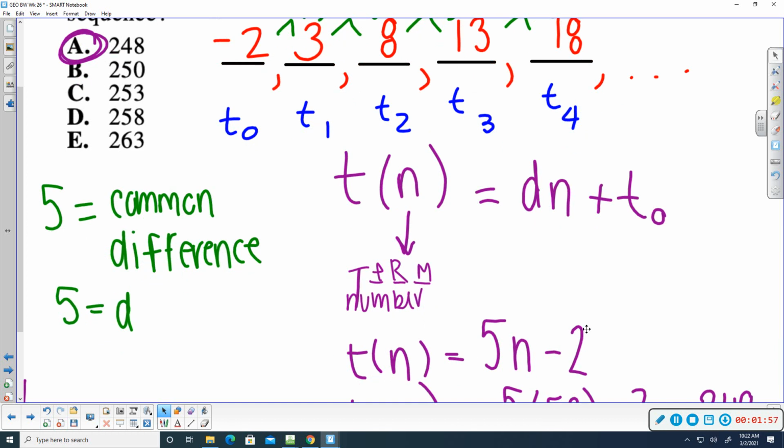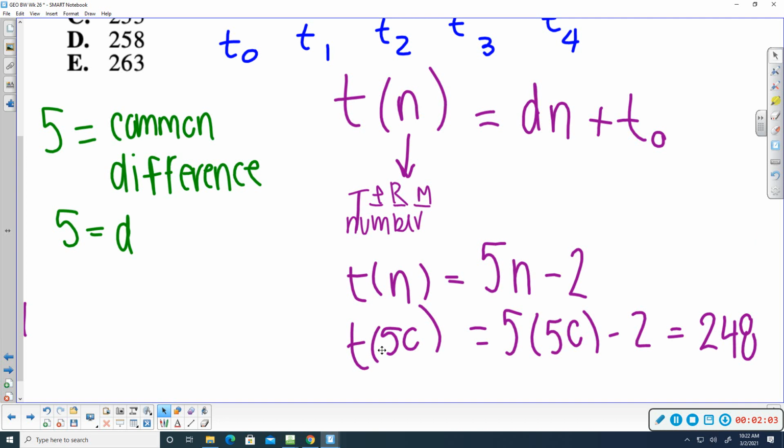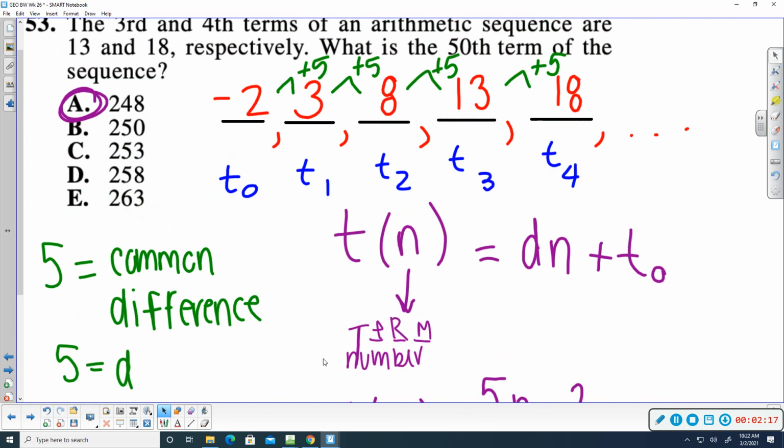And now we have our equation written that will help us find the nth term, and we want to find the 50th term. So we're going to substitute 50 in for n. So T of 50 equals, this left-hand side just tells us, hey, the 50th term in the sequence is equal to 5 times 50 minus 2, which is 248. So the correct answer is A.